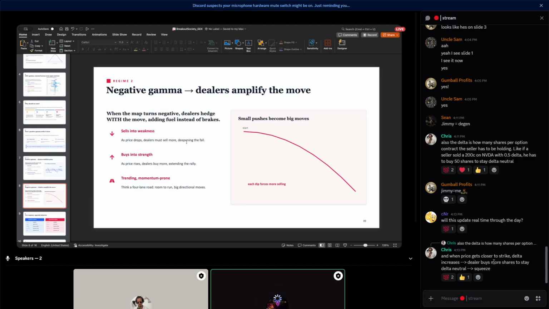Negative gamma. This is where the fun is. Whenever you enter this regime, these are when our rallies occur, these are when our sells occur. As price drops, dealers are essentially forced into a chase mode. So they're going to be selling into weakness and buying into strength. These are when your big momentum moves happen. This is what we saw all throughout March and part of April, I think maybe the first couple of days of April.